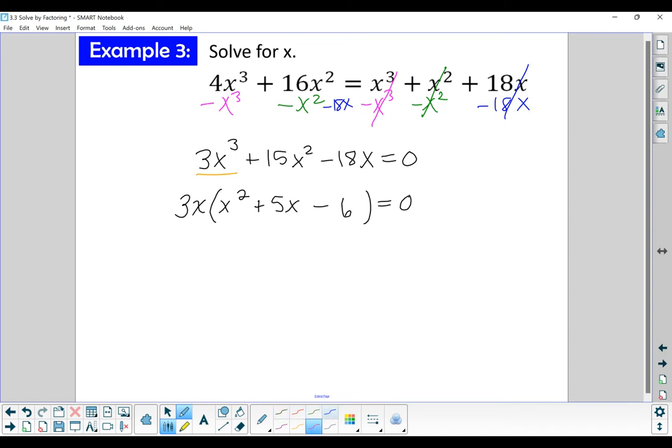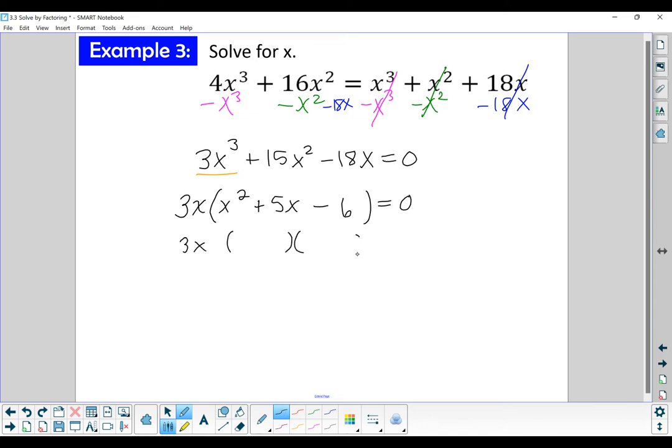And if you're not sure if you factored your GCF out correctly, just simply do a quick mental multiplication and see if you get what you thought you were getting. Okay. So now we're ready to continue factoring.